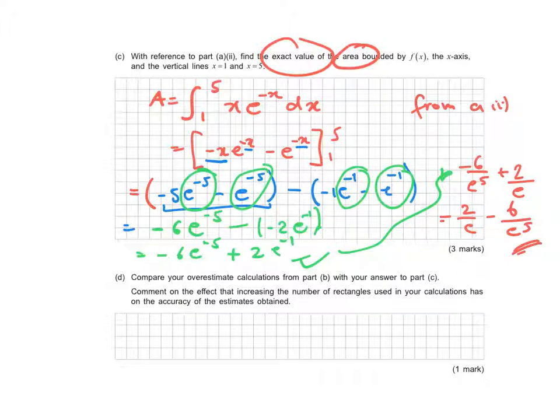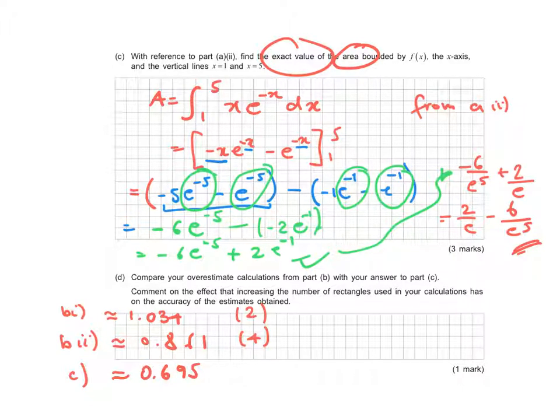Part D wants us to compare our overestimate calculation from part B with our answer to part C. So I'm just going to write down what was the answer for B I. So B I was the approximation of the area under the curve, 1.034. Then B II approximation was 0.861. Remember, here we had two rectangles, and here we had 4. And then in part C, we calculated the exact value under the curve, and if you just calculate it, it's going to give you the value, which I have somewhere.